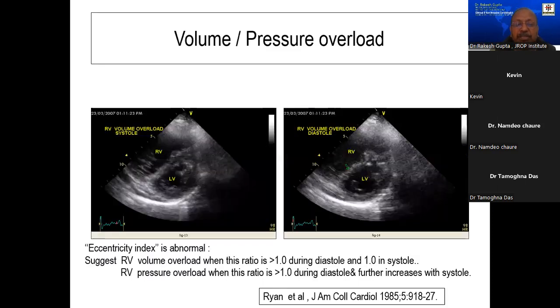Then the question comes, pressure or volume overload. How do you say pressure or volume overload? I always tell you, remember one thing. If a D-shaped ventricle is present during diastole, it's always a volume overload. And if this D-shaped ventricle becomes further D-shaped or flattened during systole, it is not only a volume overload, but a systolic overload as well. And that is assessed by the eccentricity index. RV volume overload is when the ratio is more than 1 during diastole and remains more than 1 during systole.